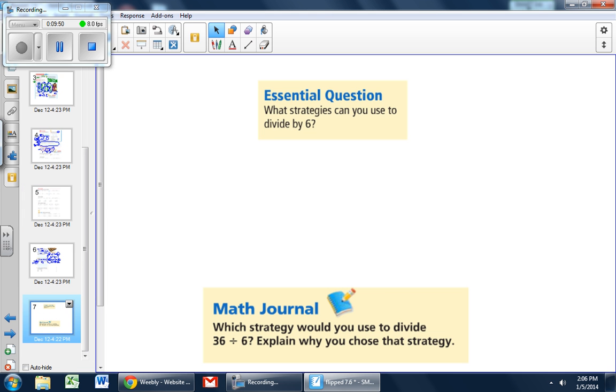And then here is your math journal for today. Your essential question, What strategies can you use to divide by 6? Make sure you copy that prompt into your book so that I can grade it later. And then your math journal, which strategy would you use to divide 36 divided by 6? So you're going to tell me which strategy, you're going to solve the problem, and tell me then why you chose that strategy over the other strategies that they have been teaching you.